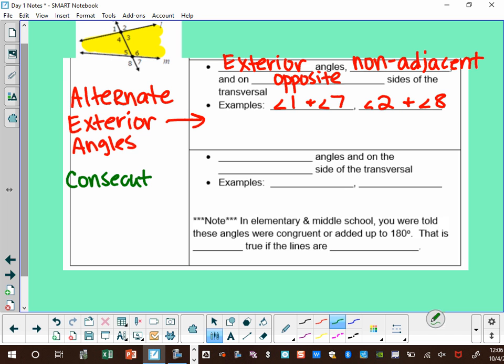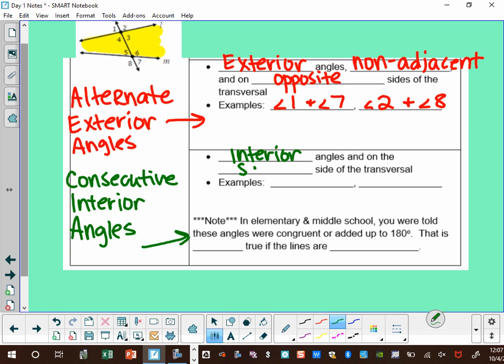All right, my last one. Consecutive. Who knows what consecutive means? Like if I'm counting and I have consecutive numbers, are they beside each other or not beside each other? Beside each other. If I say consecutive numbers, that's like 14, 15, 16. Okay? So consecutive interior angles means they're going to be right beside each other. And they're going to be on the inside. So we have interior angles, and on the same side of the transversal.